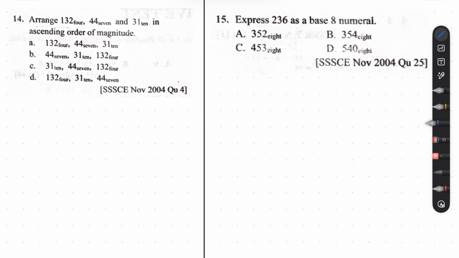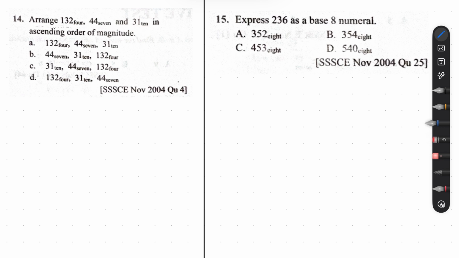The question says, arrange 132 base 4, 44 base 7, and 31 base 10 in ascending order of magnitude. As usual, we just convert all the numbers to the same base. And the base we convert to is base 10. So let's start with 132, then we go to 44. 31 is already in base 10, so we leave it like that. So let's do 132.